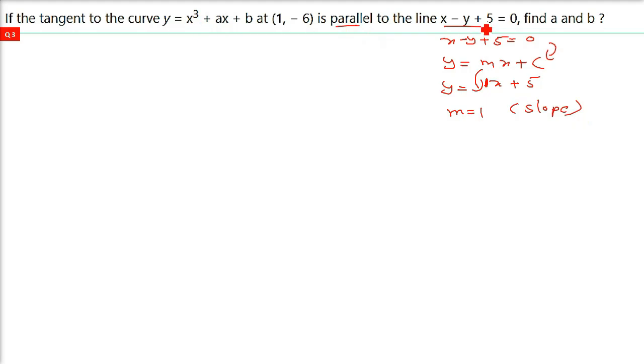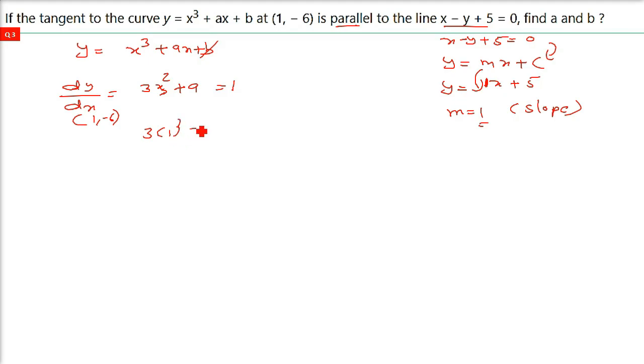Now this tangent is parallel to this line, so the tangent slope will also be 1. So y = x cube + ax + b, dy/dx is 3x square plus 0 plus a. This slope is already given, because we found using the line that the slope is 1. The point is also given, (1, -6), so you replace x by 1. So 3 into 1 square plus a equals 1, 3 + a = 1, a = 1 - 3, that is negative 2.